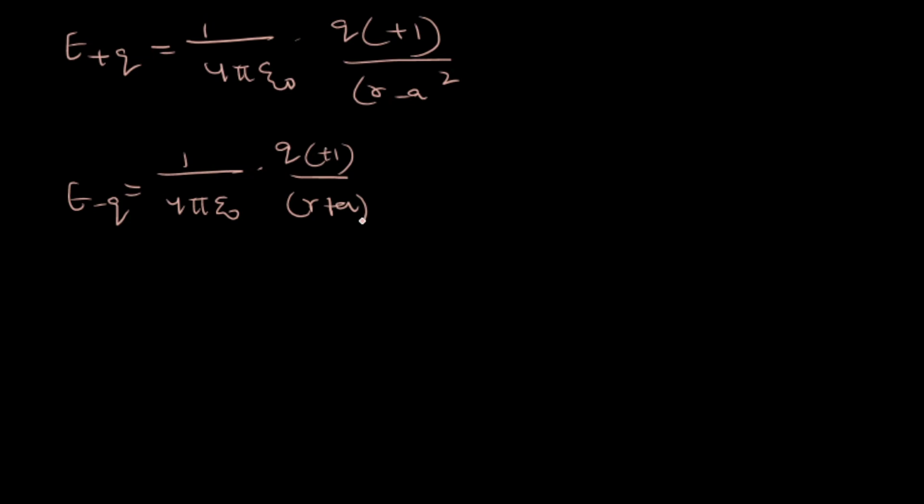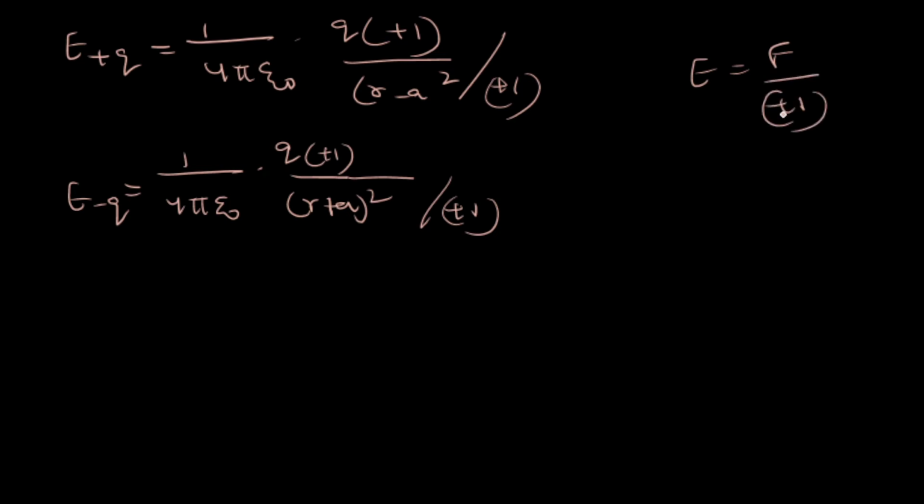R plus a whole square by unit positive charge. Here also we have divided by unit positive charge. Why? Because the electric field is equal to F by unit positive charge, right? Therefore, the total electric field is equal to the sum of the electric field due to the positive charge and the electric field due to the negative charge.